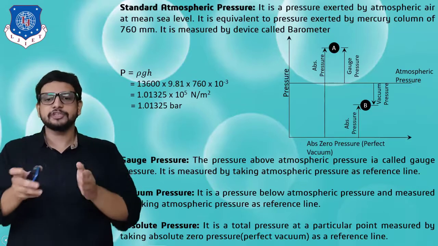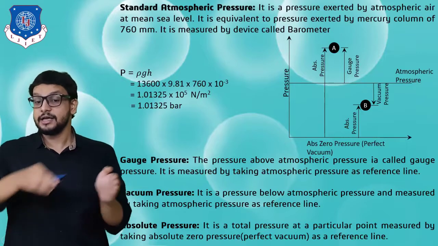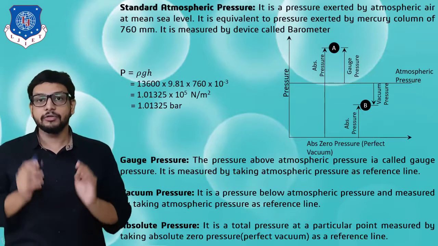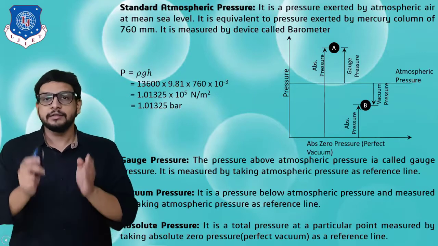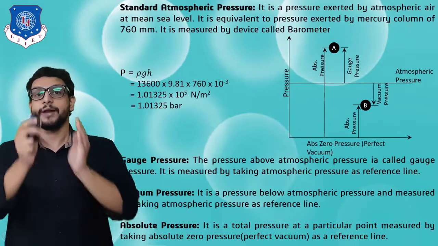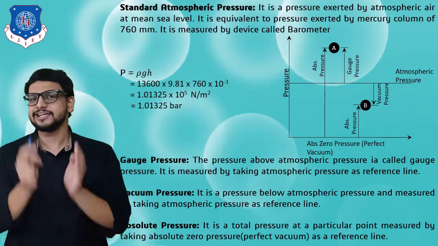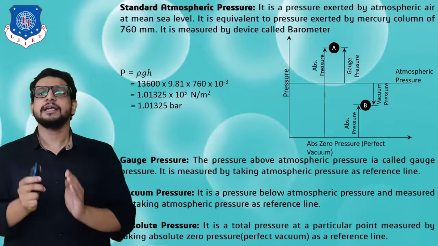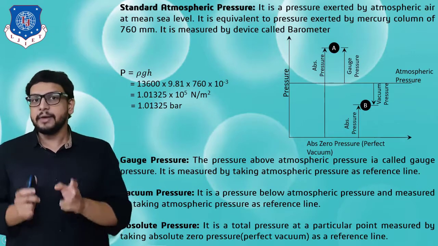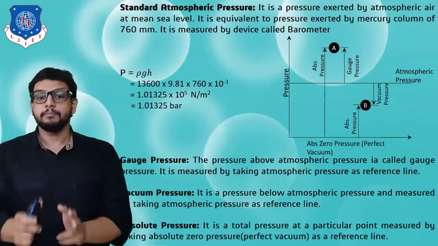Whereas absolute pressure is the total pressure, which is measured by taking absolute zero pressure as a reference line. Now we need to keep in mind that the device used to measure gauge pressure is called a pressure gauge and manometer. Both these devices' construction and working we will study in our chapter on properties of steam and boiler. And keep in mind, atmospheric pressure is measured by a device called a barometer.